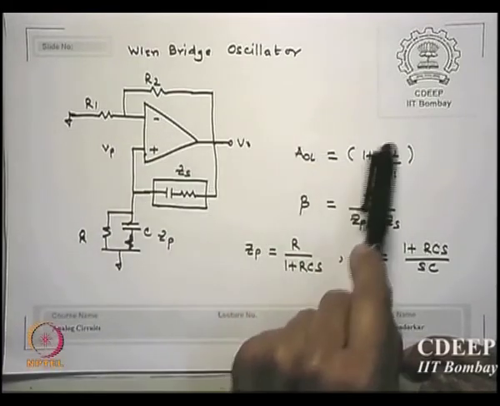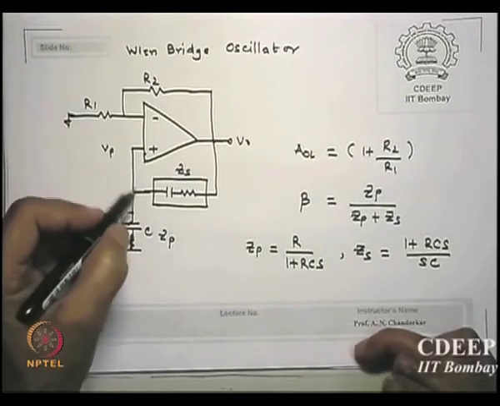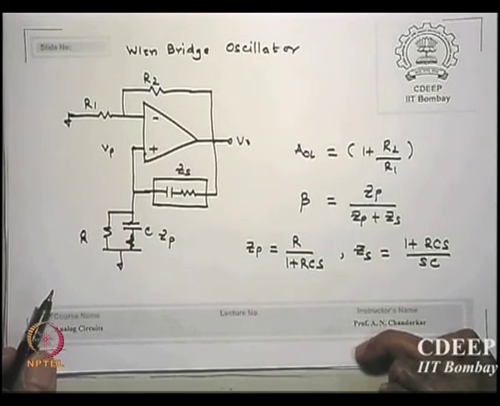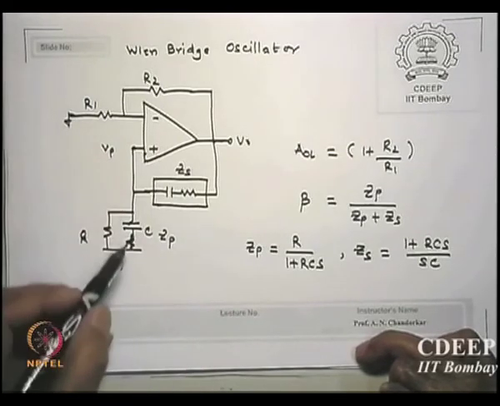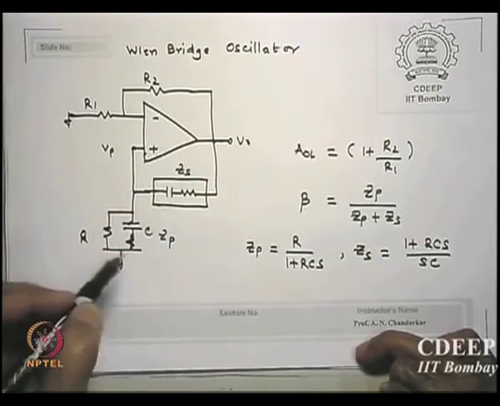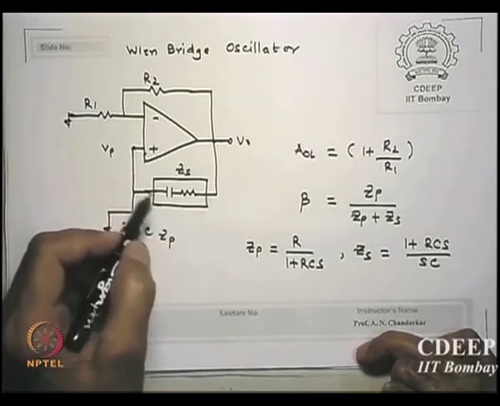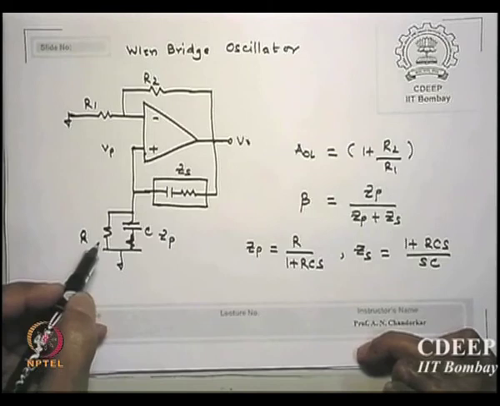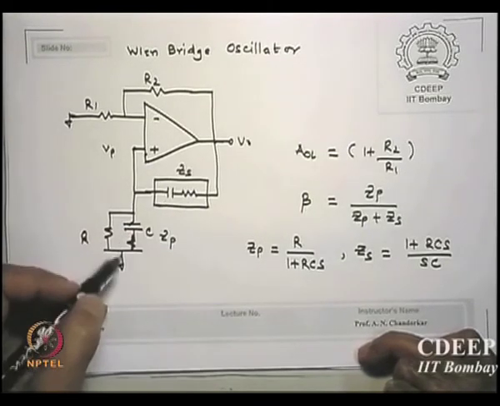So AOL is 1 plus R2 by R1, and the return voltage is fed back to V plus. So how do you calculate? Let's say there are two impedances shown here. One is called series impedance, R and C in series. The other is parallel impedance, which is R parallel C. Straightforward. This is in series, this is in parallel.